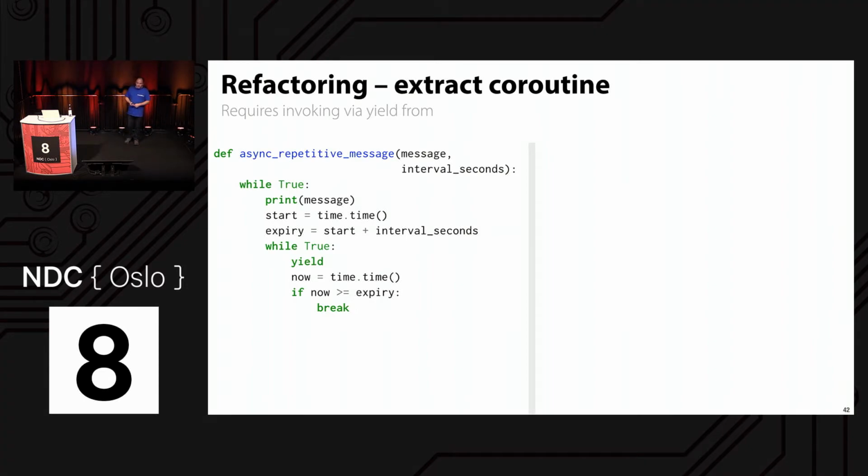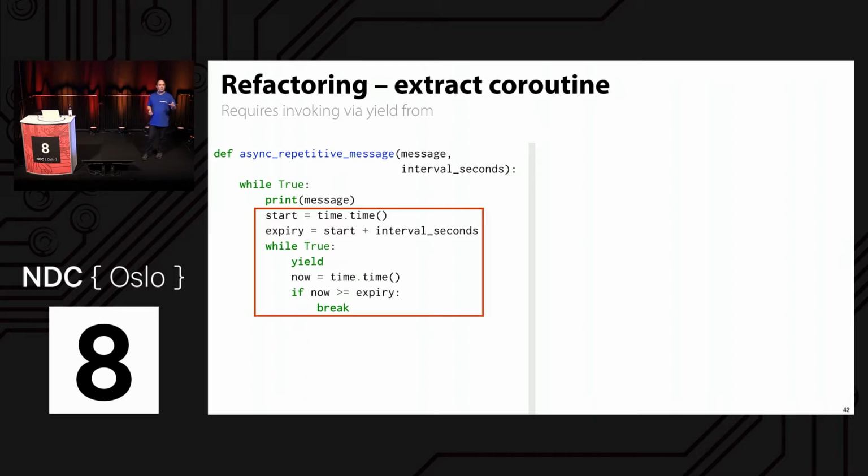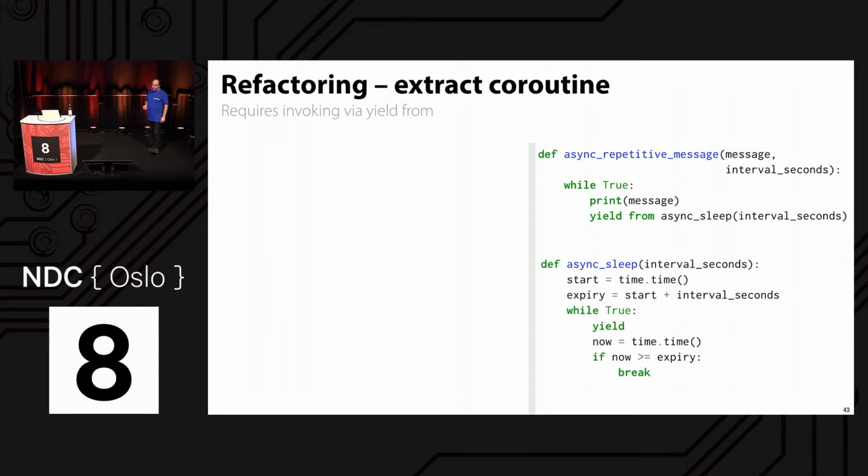Right, so we're going to do a little refactoring now. Going back to our async repetitive message, we have the two loops here. And if you think about it, the inner loop here, with the prelude to it, is really a sleep function. It's really doing sleep. So we're going to do an extract coroutine refactoring, and we're going to pull out a separate sleep coroutine here. Okay, so now repetitive message all it does is print the message, yield from the sleep coroutine, and the inner loop is now moved out into that other coroutine.